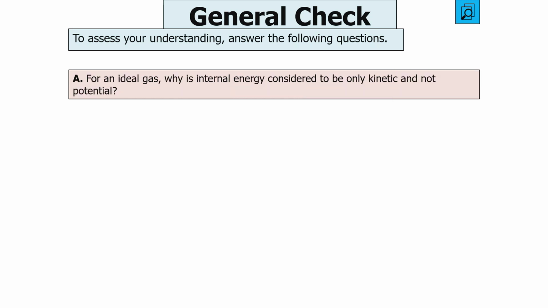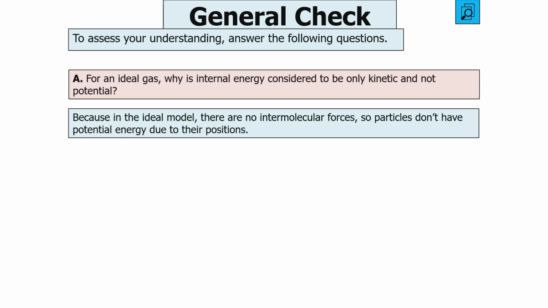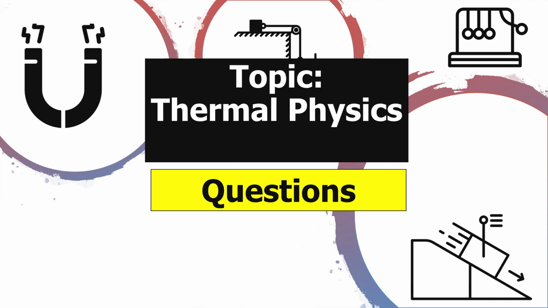For an ideal gas, why is internal energy considered to be only kinetic and not potential? Because in the ideal model, there are no intermolecular forces of attraction between the particles, so particles do not have a potential energy stored due to their position. Let's now have a look at a few questions concerning thermal physics.